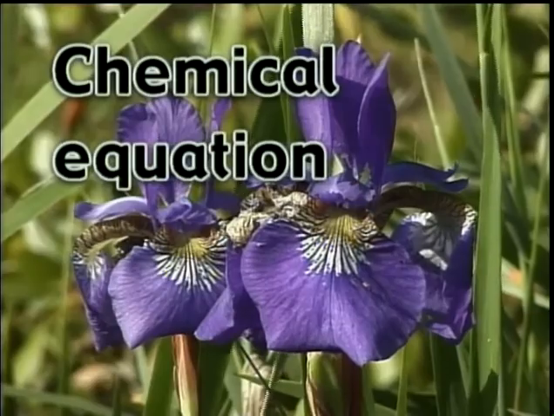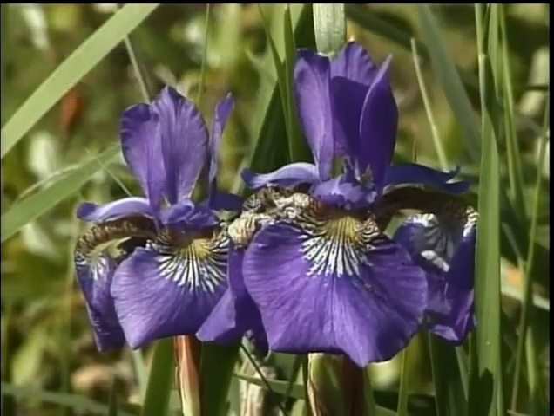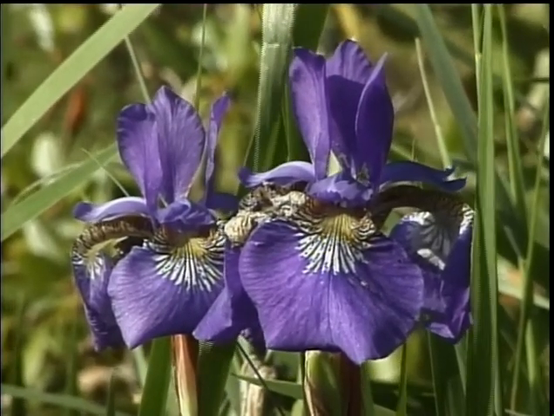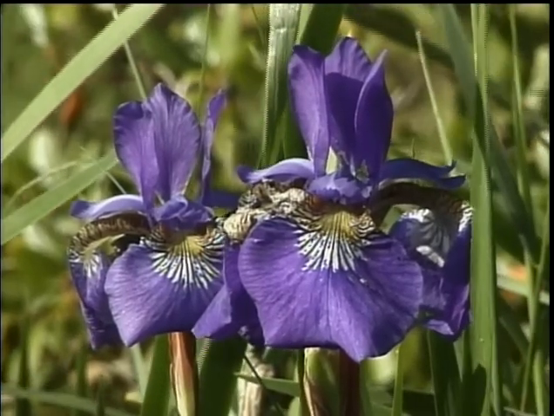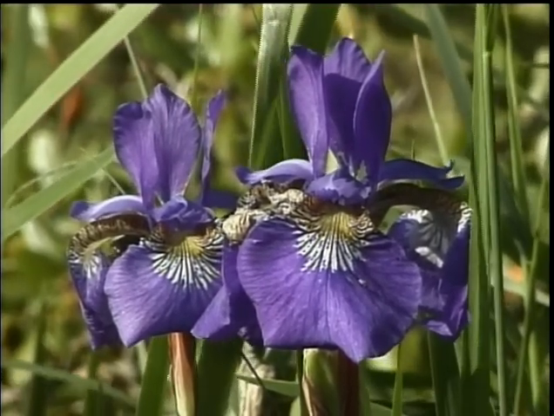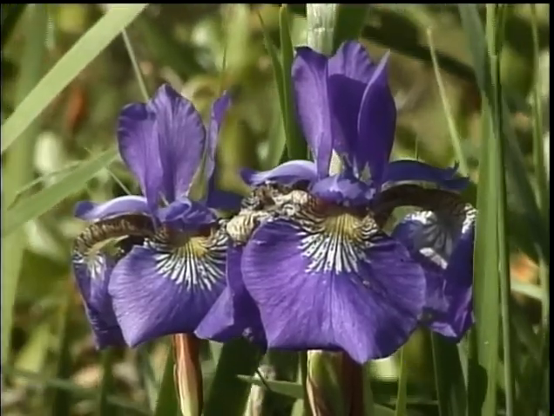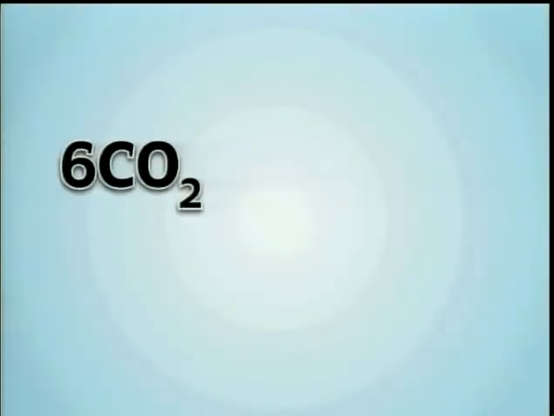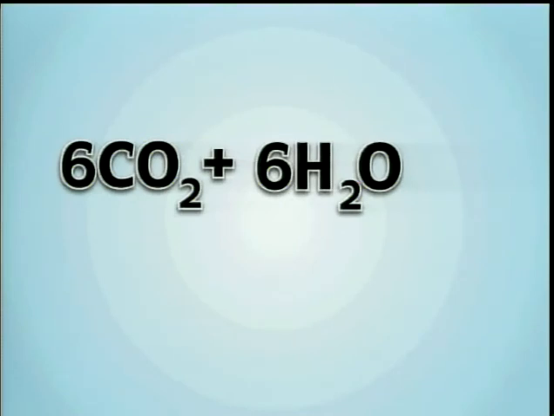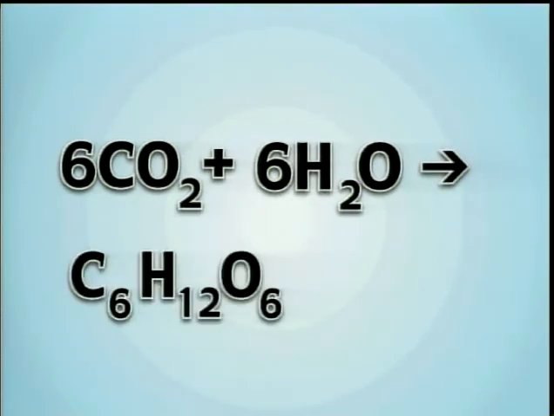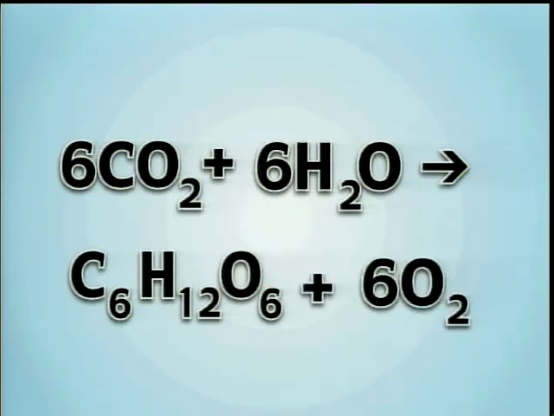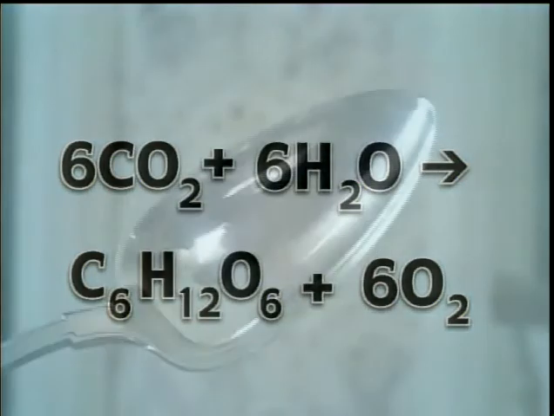A chemical equation is an expression which uses chemical symbols to represent a chemical reaction. A simplified version of the chemical reaction of photosynthesis is written like this. 6CO2 plus 6H2O produces C6H12O6 plus 6O2. In a chemical equation, various chemical symbols and other symbols are used to represent the reaction.